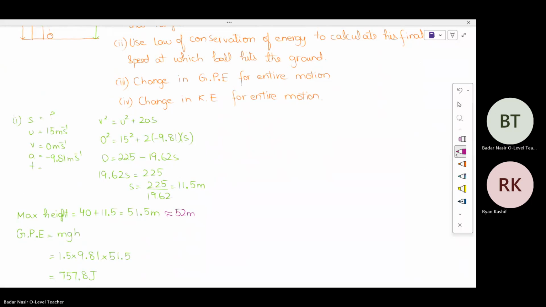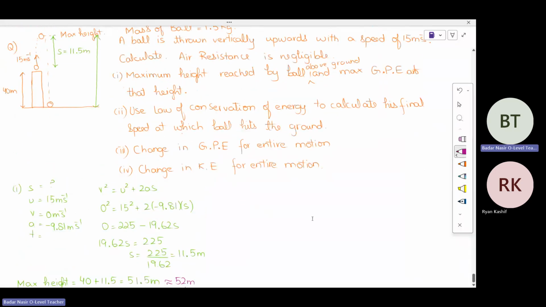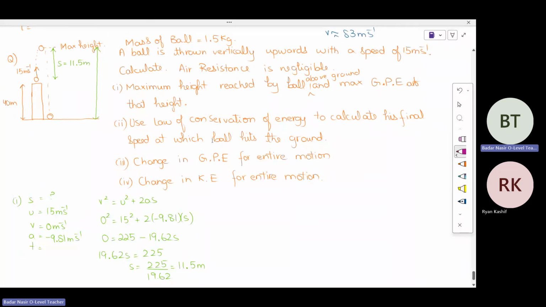अच्छा सर, okay now for the second part he states that we have to use the law of conservation of energy to calculate the final speed at which the ball reaches the ground. So for the second part, we have to use the law of conservation of energy. अब मुझे जल्दी से ये बता दो maximum height पे इसकी kinetic energy क्या होगी? Zero. और gravitational potential energy जो है that will be maximum.